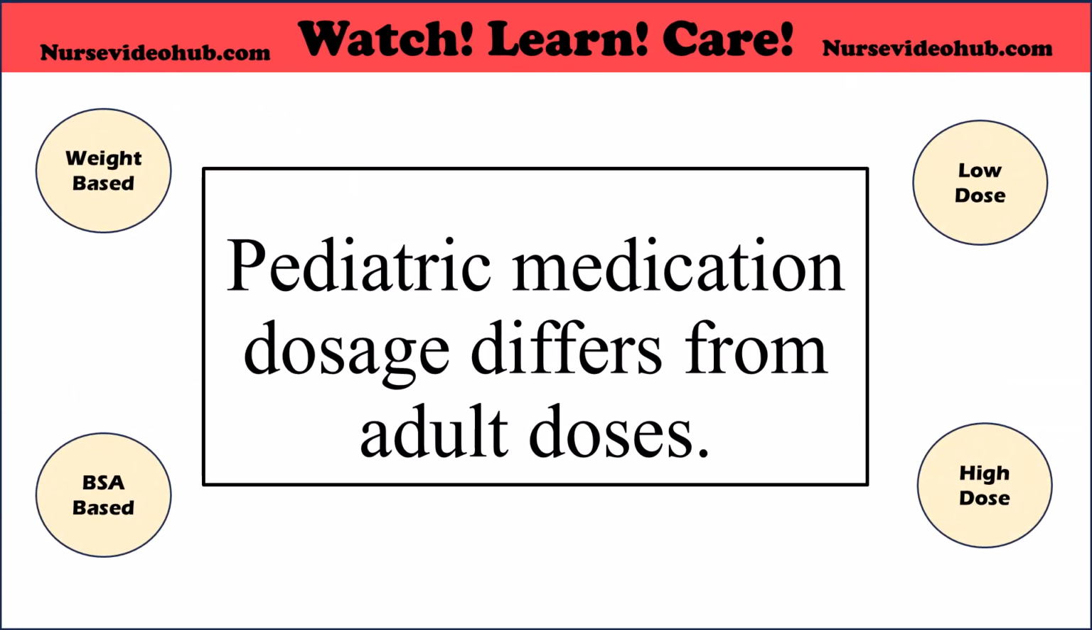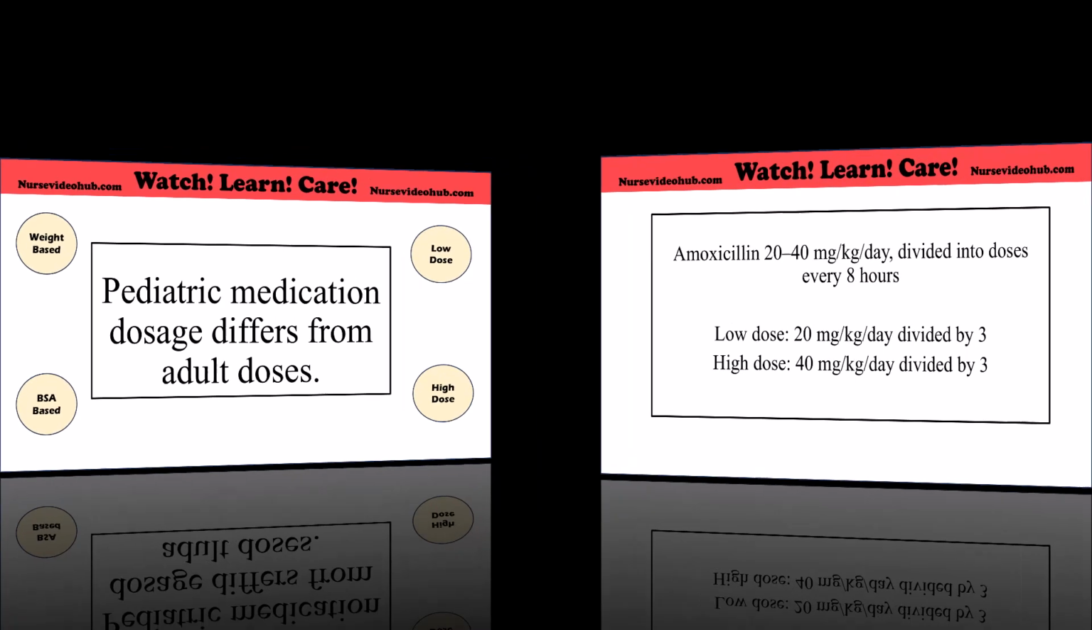Pediatric medication dosage differs from adult doses. Pediatric medication dosing uses established, safe, and effective ranges. These ranges account for metabolism, body composition, and developmental differences. Every medication has a range: the minimum effective dose, which is the smallest dose likely to achieve the desired therapeutic effect, and then the maximum safe dose, which is the upper limit before the risk of toxicity or side effects increases.